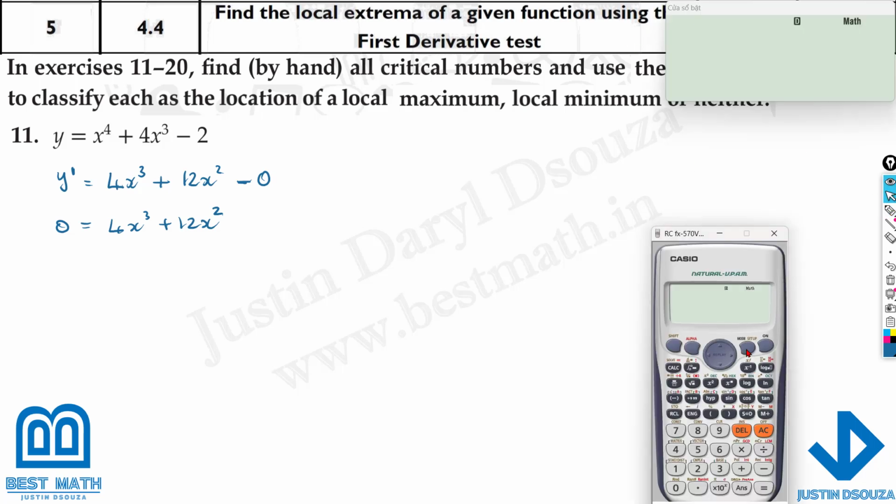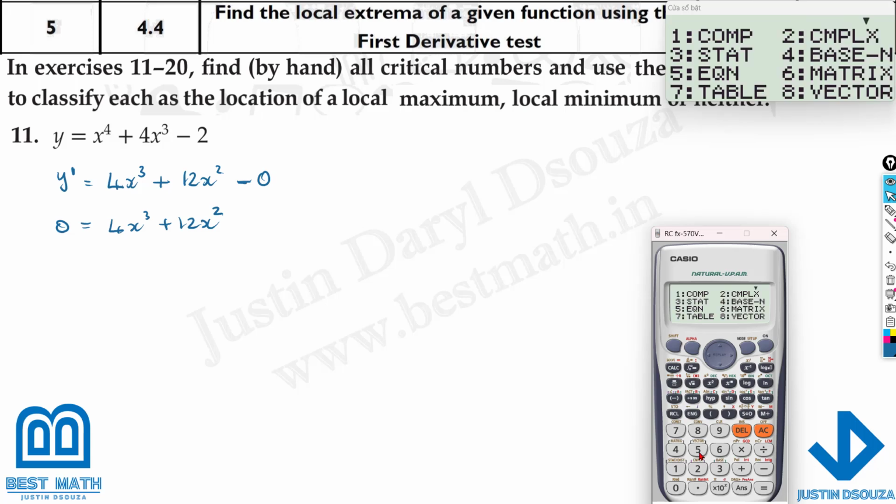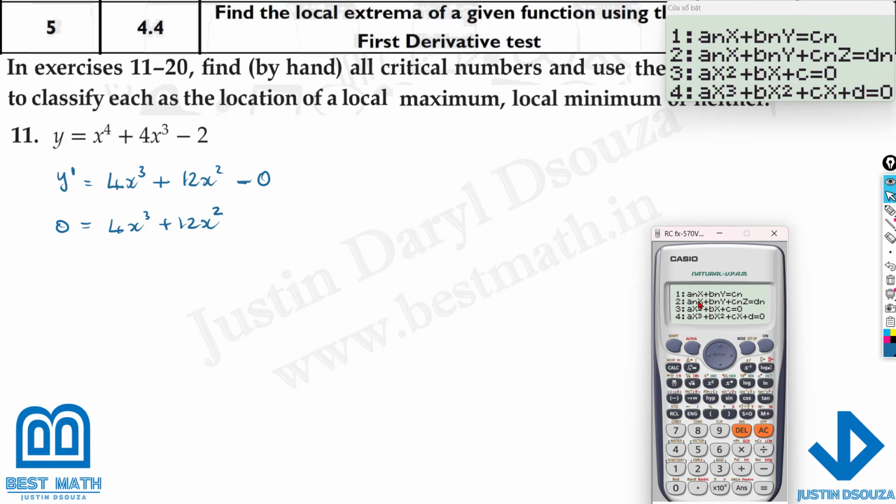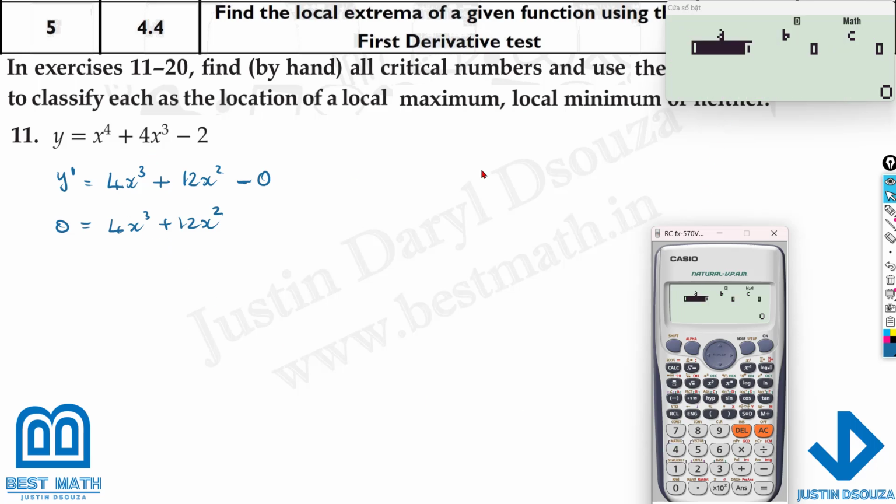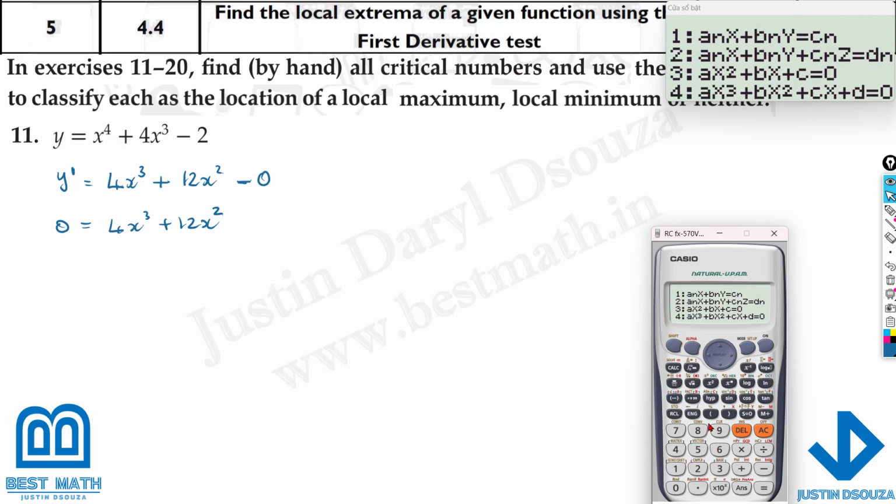All you need to do is press mode, and then press 5 for equations, and here we go. That's quadratic and this is cubic. That's option 4. Now type in the coefficients. If you go to mode 5, you can see x cubed. Before x cubed is a. What is before x cubed?